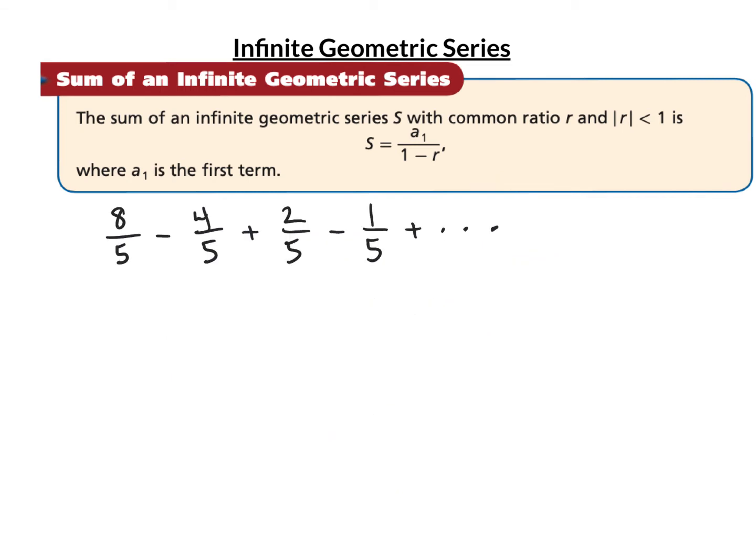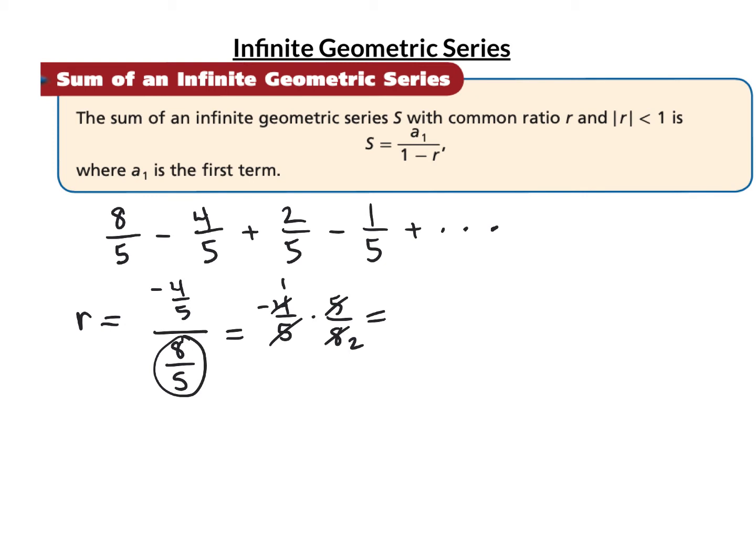Here's another example. This is a geometric series, and to find the common ratio, we would take the current, -4/5, divided by the previous, 8/5. This is -4/5 times, remember we multiply by the reciprocal, we're going to flip that second fraction, that'll be 5/8. The 5's will cancel, and these are both divisible by 4. Divide by 4, I get 2. Divide by 4, I get 1. Don't forget the negative. This ends up being -1/2.